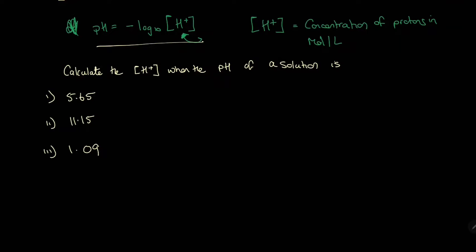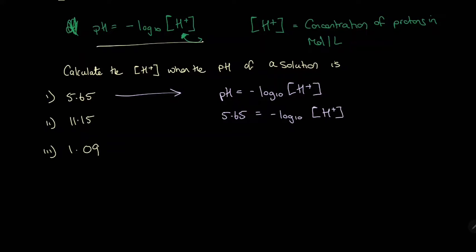Okay, so we have to find the concentration, and we're given the pHs. So we're going to first of all start with our formula. The pH is equal to minus log to the base 10 of the concentration of the protons in the solution. 5.65 is my pH for the first one. And now to figure out how to actually isolate this hydrogen concentration.